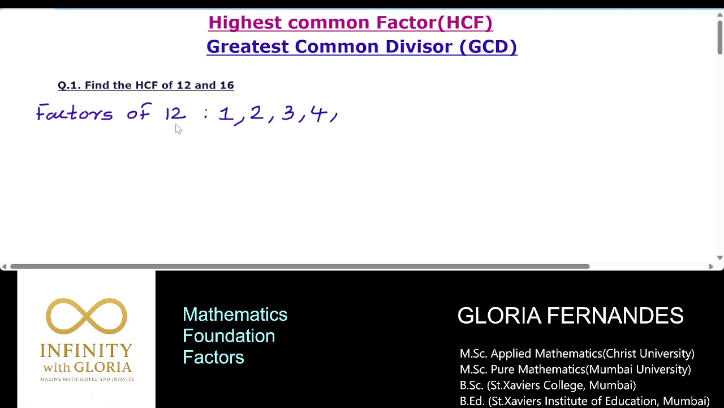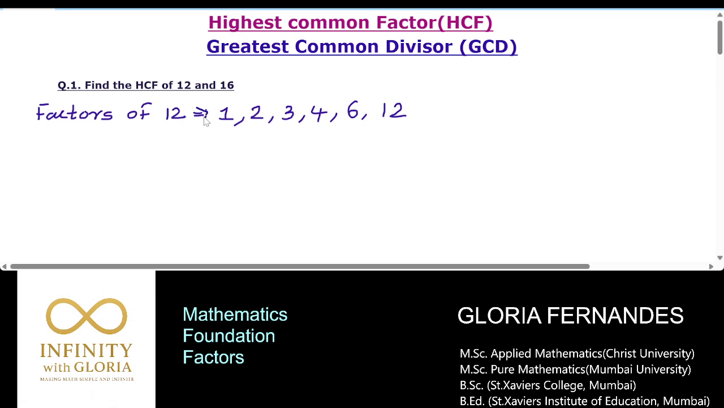5 does not divide 12, because if you divide 12 by 5 you will get remainder 2. So the next number is 6. Then what is the next number? Will 8 come? No, 8 cannot divide 12, it won't come. What about 9? 9 will also not come. So the next number will be 12. Is this clear? So these are the factors of 12.